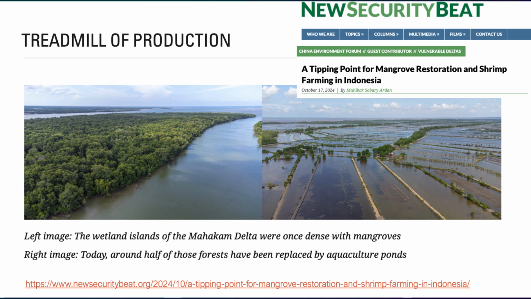Here we see a before and after image of mangroves in Mahakam Delta in Indonesia. Shrimp farming is common there. These wetland islands were once dense with mangroves. At the time of this image, half of those forests had been replaced with aquaculture ponds. Without the protective barrier provided by the mangroves, the area became more vulnerable to coastal erosion and storm surges. Attempts at mangrove restoration have not yet been successful.